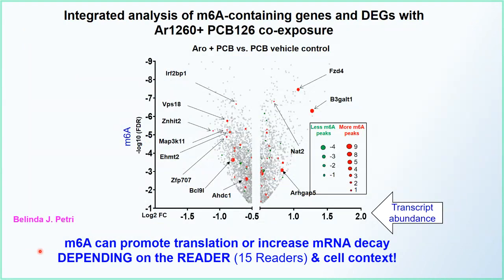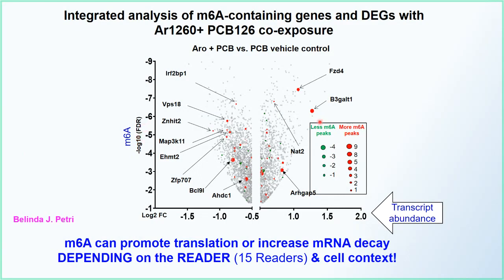Next, Belinda made a volcano plot to integrate analysis of m6A containing genes with differentially expressed genes in the Aroclor 1260 PCB co-exposure liver samples. At the bottom, what we're looking at is log2 fold change, so this is transcript abundance. Downregulated genes are on the left of the volcano plot, and increased transcript abundance on the right. And then we're looking at m6A, which is the negative log10 of the false discovery rate.